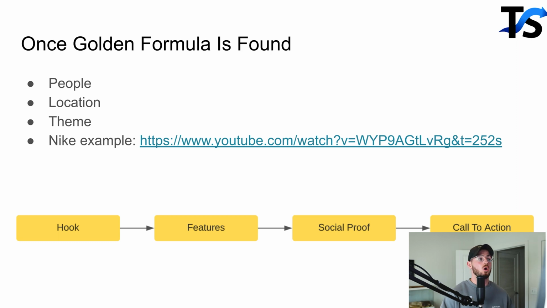Once you actually find your golden formula, you found your winning hook, maybe you tested 2 or 3 variations of features and 2 or 3 variations of social proof, and you found your golden message, now your objective as you scale and grow the account is not to sit there and find new winning hooks and headlines. It's to show off more locations. This guy was running essentially outside. Maybe show a guy running on a treadmill and going to the gym.